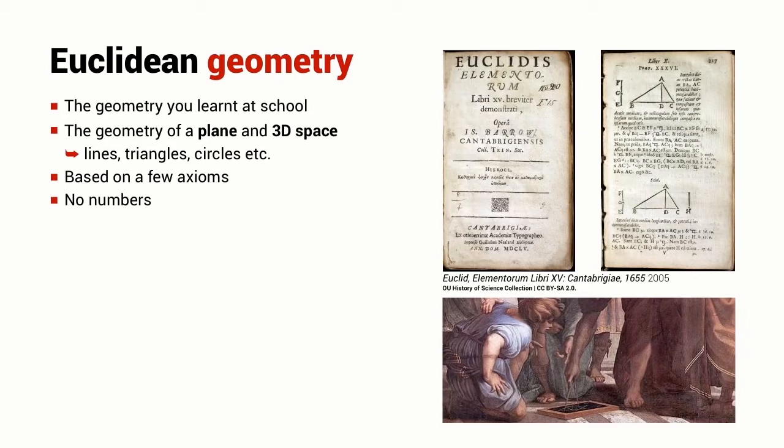Importantly, there are no numbers in Euclidean geometry. We have lines, we have letters, we talk about parallel lines and right angles, but there are no numbers in Euclidean geometry, and there are no coordinate frames either.